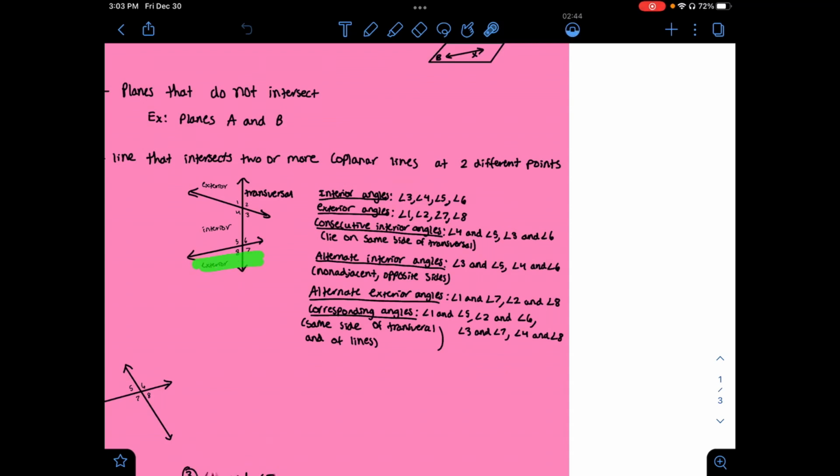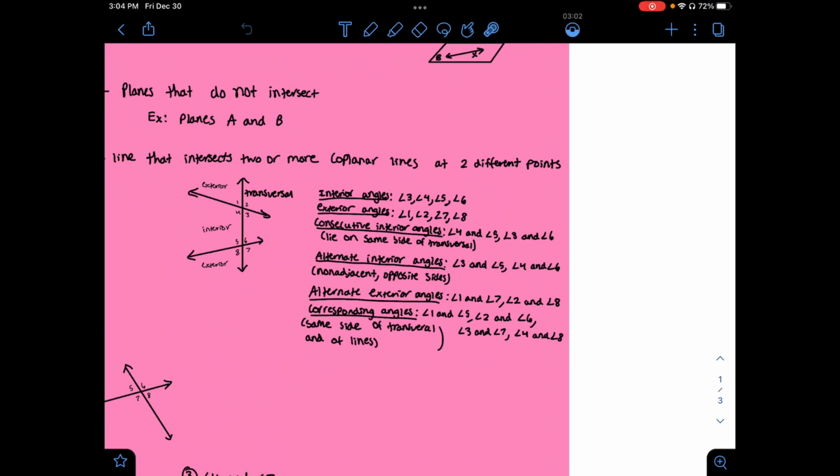Now we're going to move to the exterior, which remember is outside of here. So we have alternate exterior angles, which means they're on opposite sides of the transversal. So angles 1 and 7 are alternate exterior angles, and then angles 2 and 8 are also alternate exterior angles.